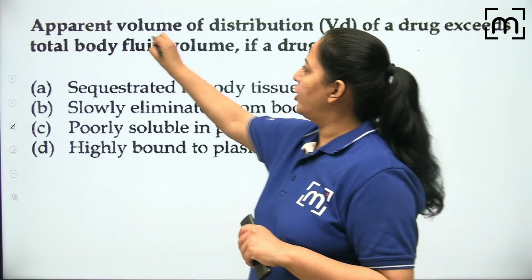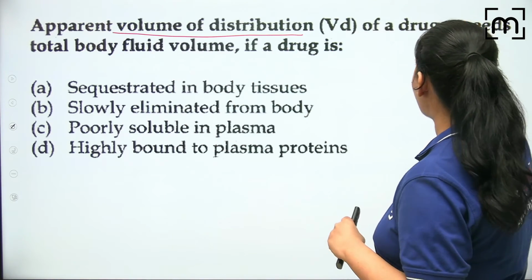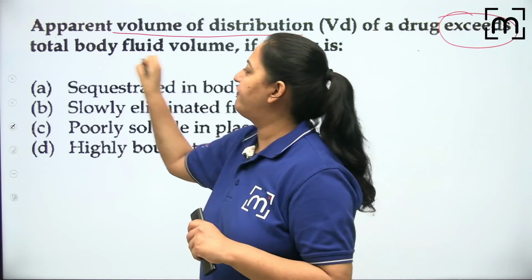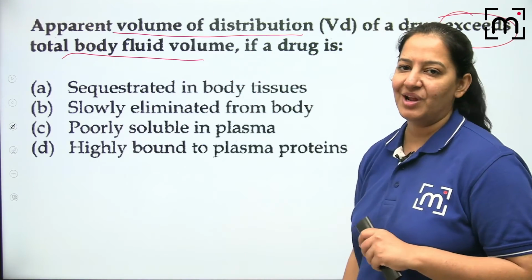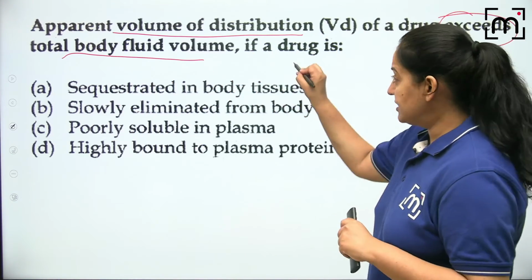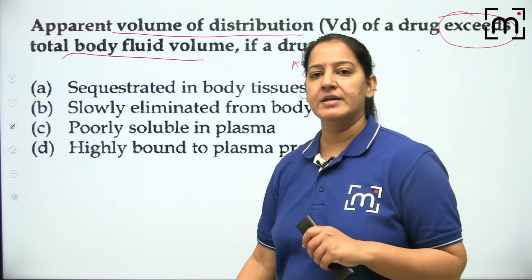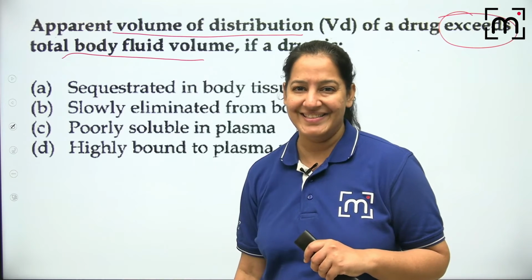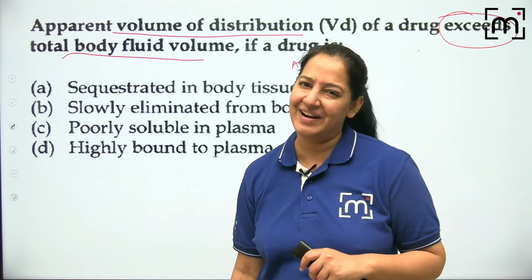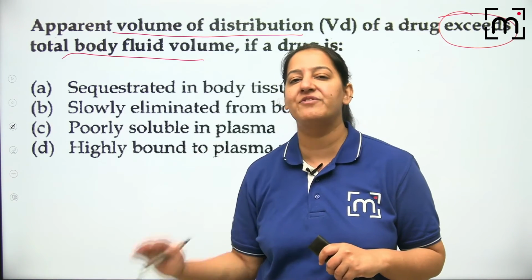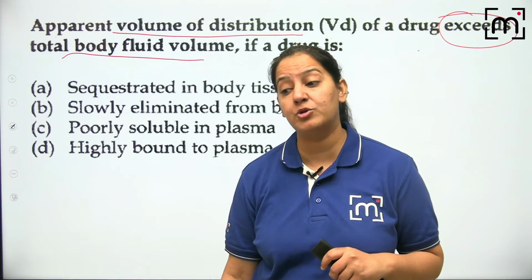If the apparent volume of distribution of a drug exceeds the total body fluid volume, what does it mean? The question is difficult. The question is from AIIMS, a few years back, we had AIIMS before INI-CET. So this question was in AIIMS. It is a difficult level question. It is looking simple but it is the most difficult level question. It is a little difficult to do in the first attempt.